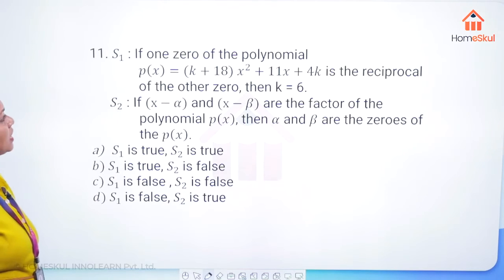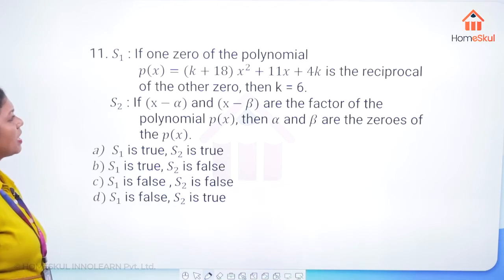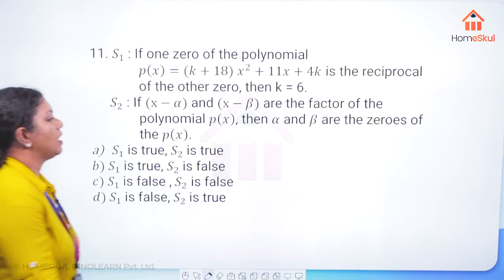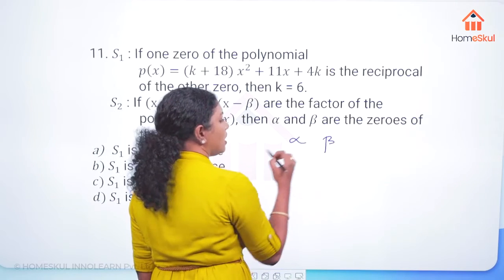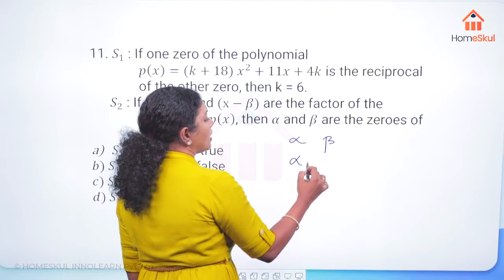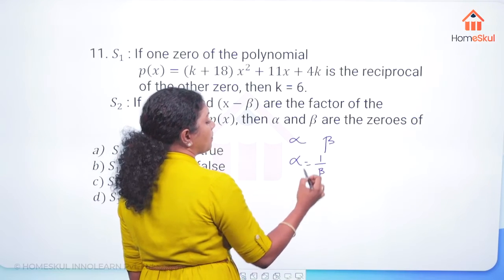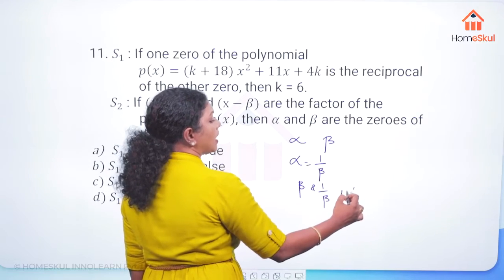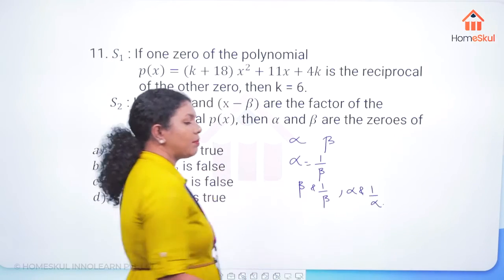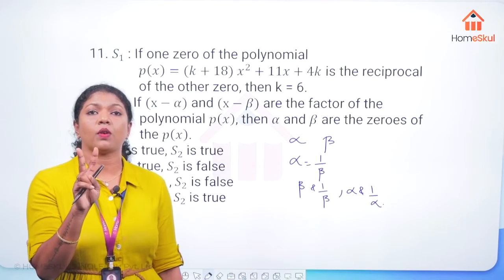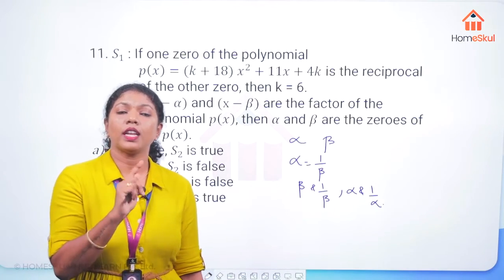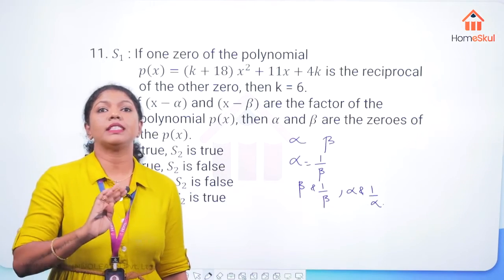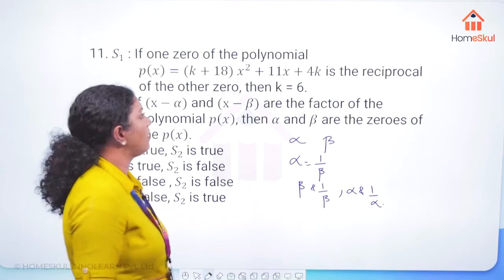If one zero of the polynomial is reciprocal of the other, then k is equal to 6. So we have alpha and beta are the roots or zeros. Now alpha is equal to 1 by beta. So we can write that it is beta and 1 by beta, or you can even write it as alpha and 1 by alpha. That means there are two roots for this quadratic polynomial and one is the reciprocal of the other. So you can take it as alpha and 1 by alpha or beta and 1 by beta.